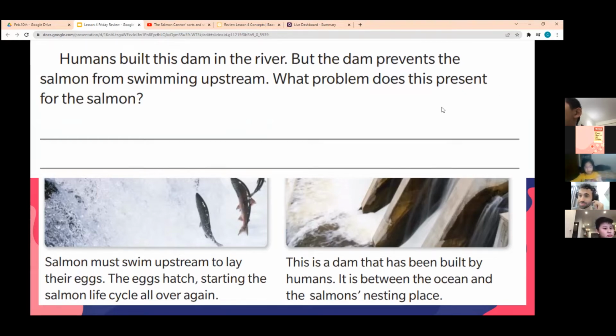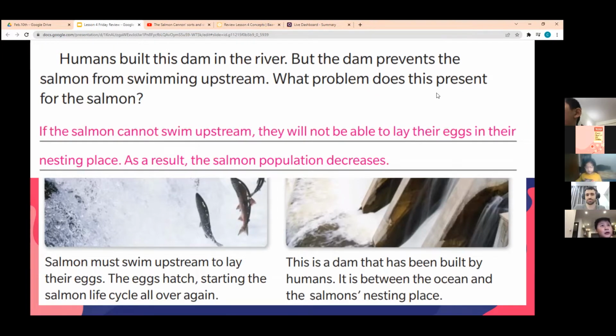The problem is if the salmon cannot swim upstream, they will not be able to lay their eggs in their nesting place. As a result, the salmon population decreases. Yes, the population will decrease or go down. Decrease means to go down. Okay, so the population will decrease.